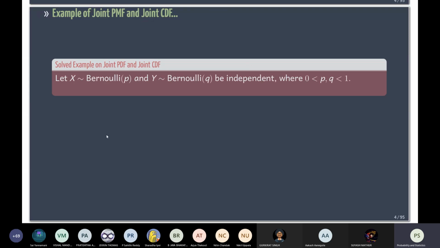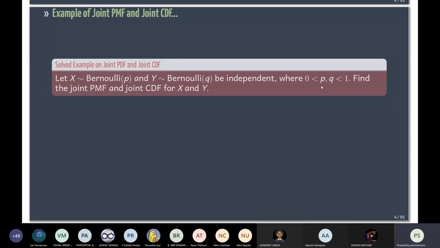So let us say X is some Bernoulli, and Y is also Bernoulli. Remember that we are in a discrete setting right now. So these are multiple random variables, but discrete cases. We are considering these discrete distributions, if you can recall the Bernoulli distribution. Here X and Y are independent, and we know that these p and q values of the Bernoulli lie between 0 and 1.